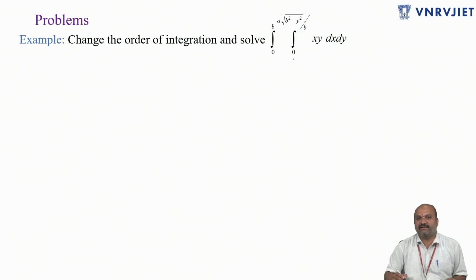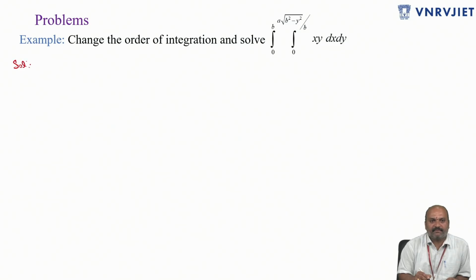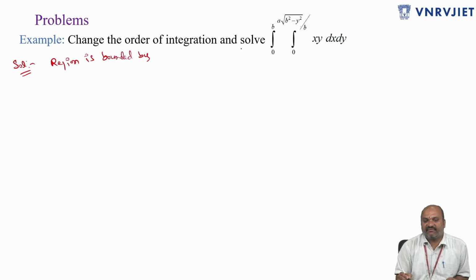Integral 0 to b and integral 0 to a into root over b square minus y square divided by b, xy dx dy. Here the region of integration is bounded by, the inner integral limits are functions of y, those are x limits. So x equals 0 and x equals a into root over b square minus y square divided by b. And y equals 0 and y equals b.